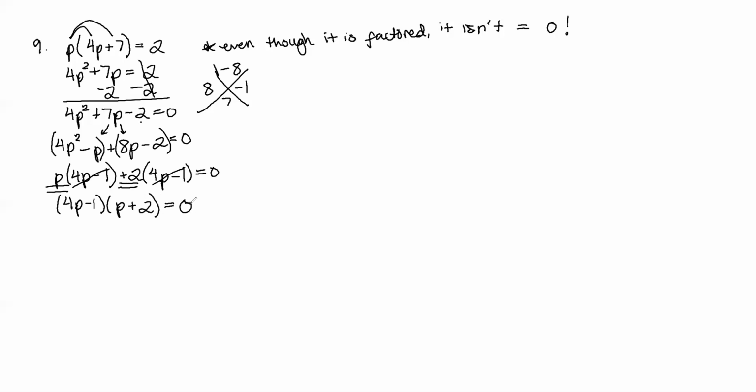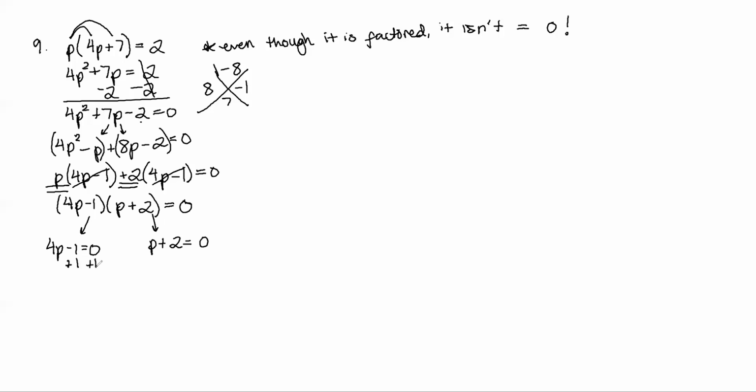Still equal to 0. Make sure you're not dropping that off. It's really easy to drop that off and then forget that you're trying to solve. I've seen a lot of the times where people will go through and factor and then just kind of stop. Make sure you don't lose that equal sign. So now that we have this, we can go ahead and split this up. So either 4p minus 1 equals 0 or p plus 2 equals 0.